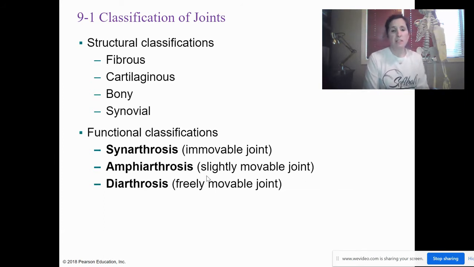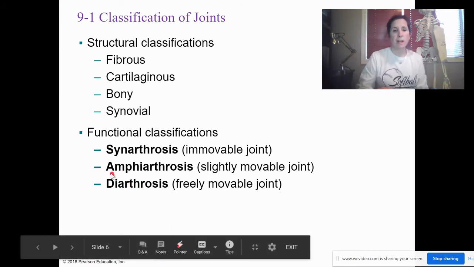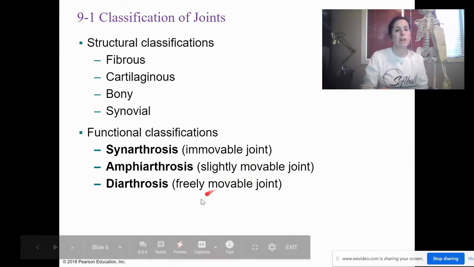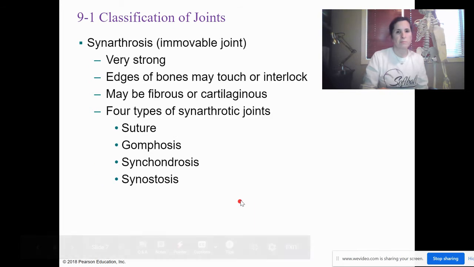The classifications on how they can function have different names. There are synarthrosis, which are immovable joints, amphiarthrosis, which is a slightly movable joint, and diarthrosis, which is a freely movable joint. You can think of a synarthrosis as like a suture. All right, the sutures that we talk about in your skull, those aren't really moving. And then we're going to go through these: slightly movable and then freely movable.